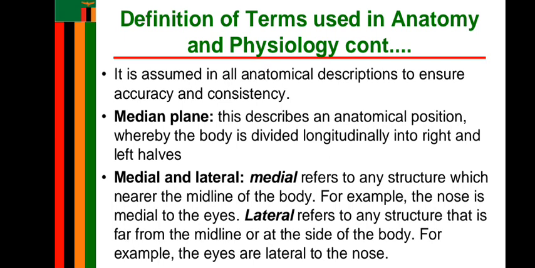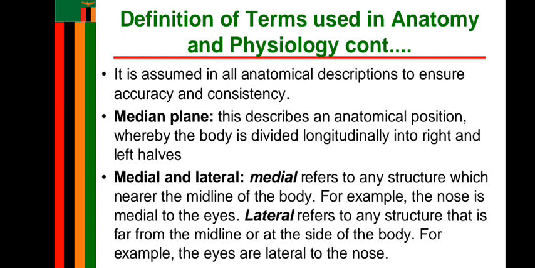Okay, so also look at other terminologies such as the median plane. What is a median plane? The median plane describes the anatomical position whereby the body is divided longitudinally. When the body is divided longitudinally, it demarcates and separates into the right as well as the left halves. So for you to say that this structure is on the left part and the other anatomical structure is on the right side, we use the median plane.